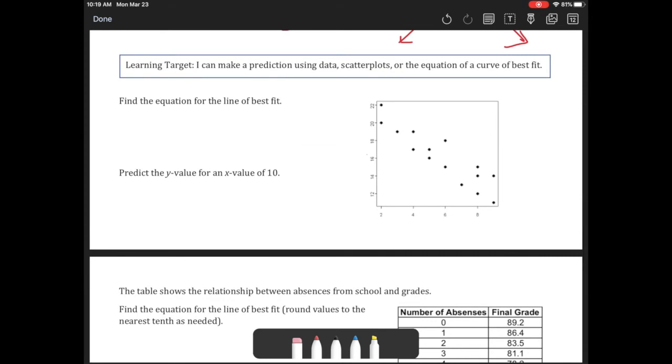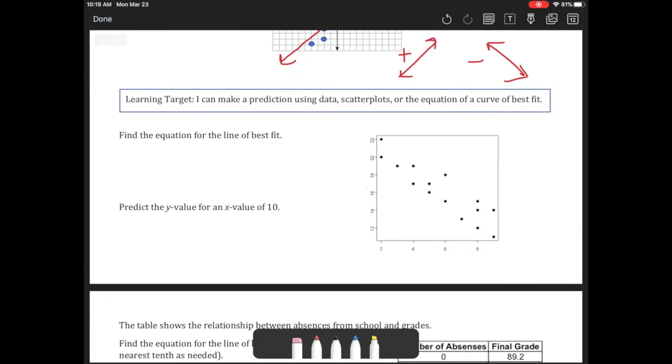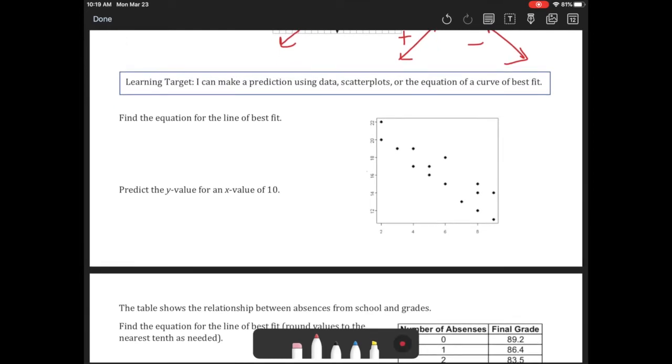For the next learning target, you're supposed to make predictions using data scatter plots or the equation of a curve of best fit. So for these questions, this one here and the next two on the next page, this is where we need Desmos. Basically I'm trying to figure out, if I drew the line of best fit, what would the equation of that line be? Well, we are not going to draw it ourselves and guess. What we are going to do instead is put all of these points into Desmos and let Desmos come up with it.